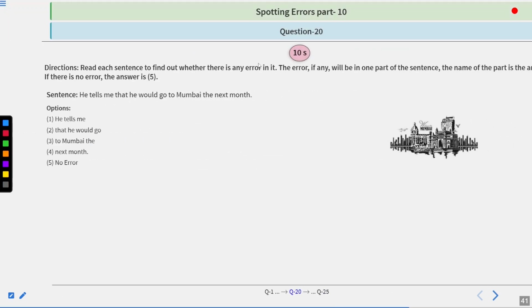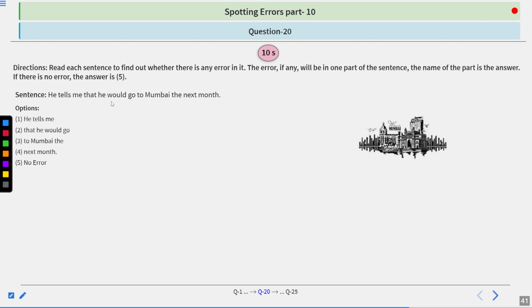Let's move to the next question. The sentence is: he tells me that he would go to Mumbai the next month. You have options below and 10 seconds to spot the error.